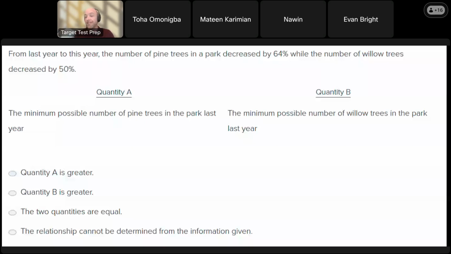And again, to stress, I'm not looking for a correct answer right away. I'm just asking about how it feels it should be. All right, Gonzalo is saying A. AT is pointing out we need to know the initial number of pines and willows. So I've got these decreases, I've got the 64%, I've got the 50%, but what are those initial numbers? Quantity B should be bigger. The answer is B. Okay, so Toha is saying the answer is B.